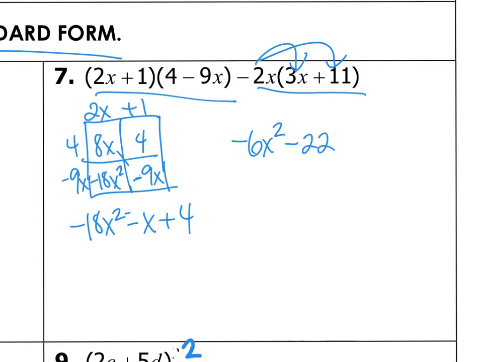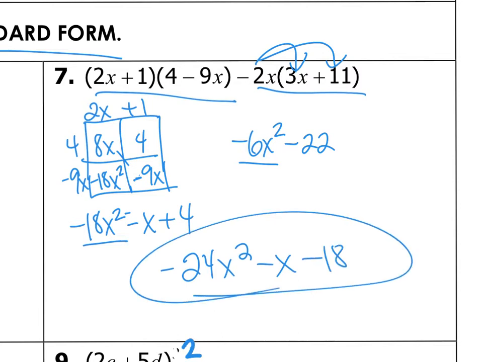So I've multiplied everything out. Now I'm going to combine my like terms again. So I've got negative 18x squared and negative 6x squared to give me negative 24x squared. Negative x is the only one of those. 4 minus 22 is negative 18. And there's my final answer. Okay, let's look at another problem.